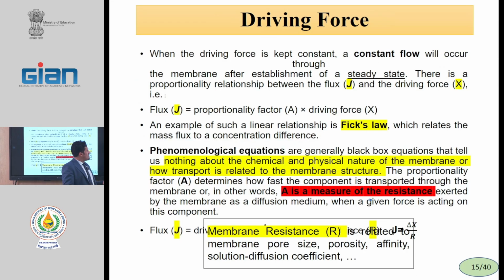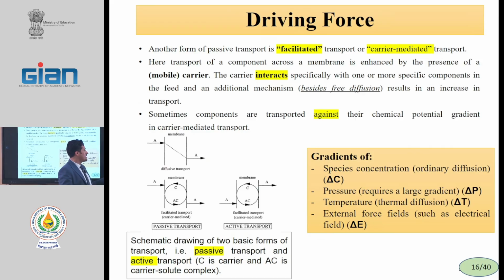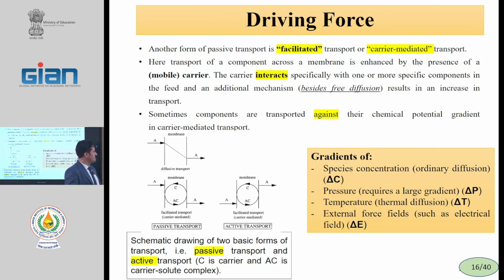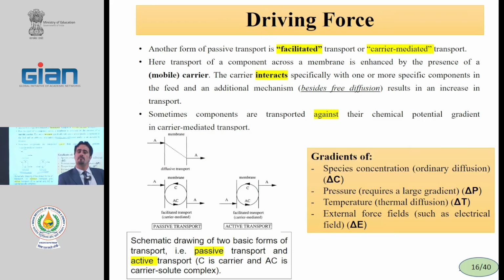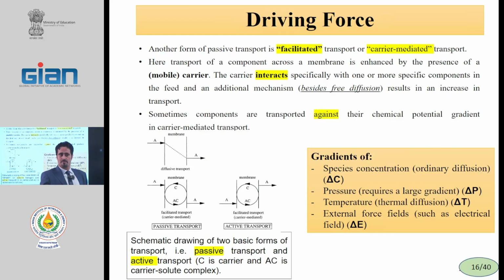But we have non-passive transport. That means active transport. Active transport is the reverse of passive transport. In passive transport we go from high to low, but in active transport we can go from low to high. This transport in membranes is named carrier membrane or facilitated transport.